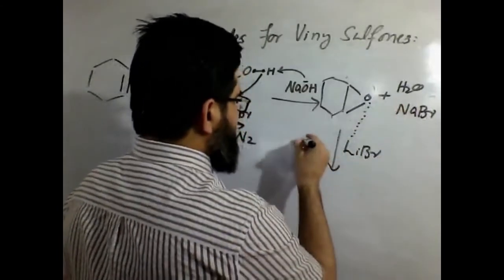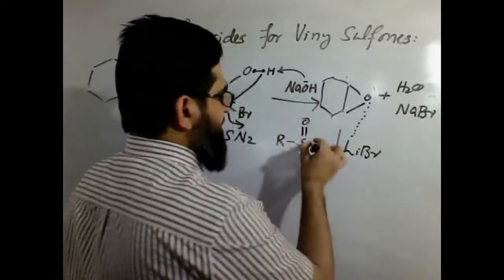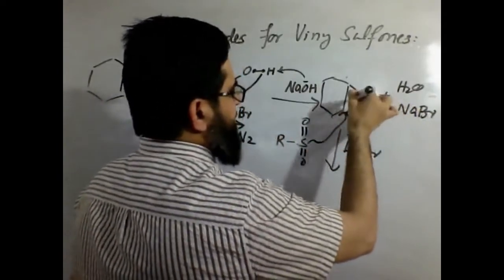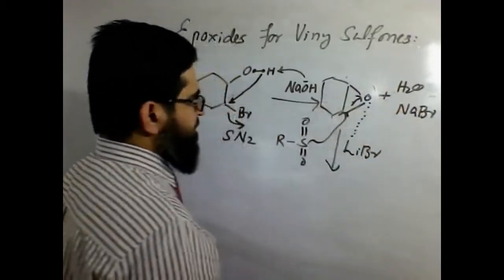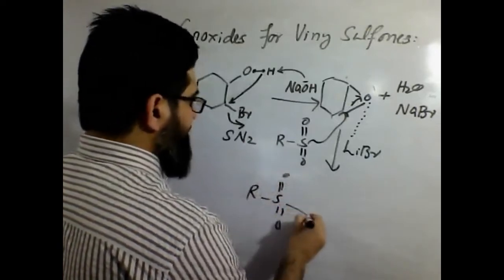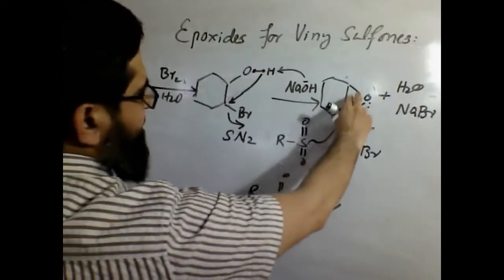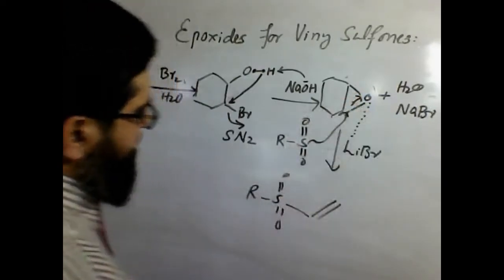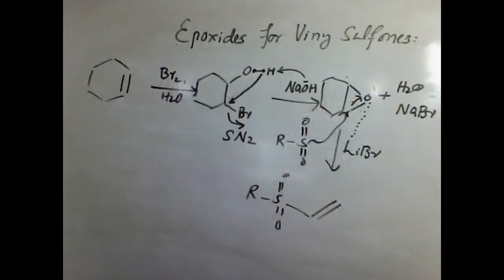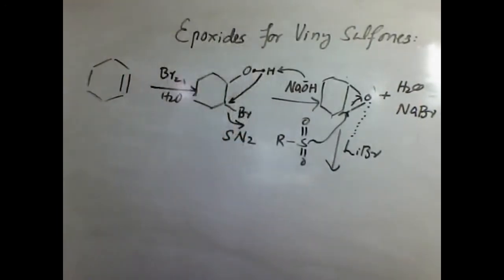Once you bring in any sulfone, it can attack over here and the ring opens, and subsequently the removal of a proton gives us the vinyl sulfone. So this is how you can produce a vinyl sulfone. This R is supposed to be the dye, so it will be a vinyl sulfone based reactive dye.